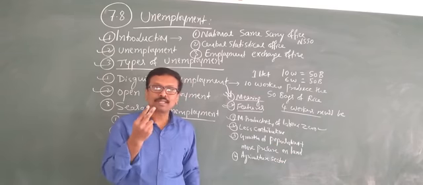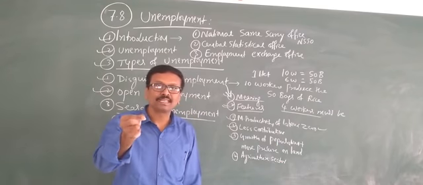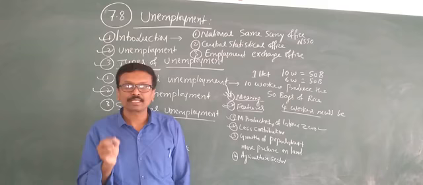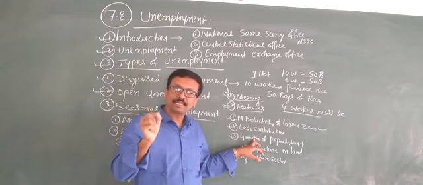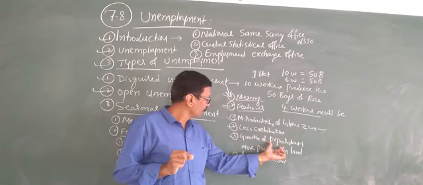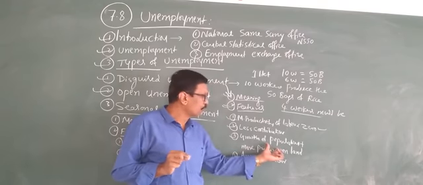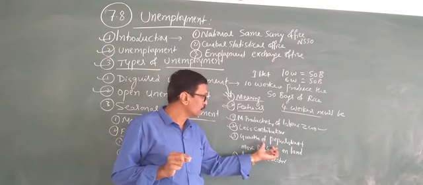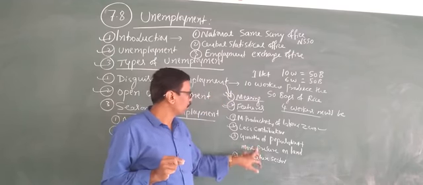These are 2 important reasons for disguised unemployment gradually increasing in the Indian economy. Once again, there are 2 important reasons for the growth of disguised unemployment in the Indian economy: growth of population and more pressure on land.